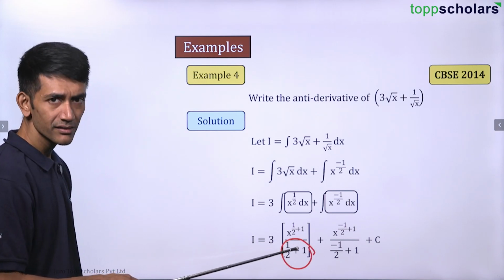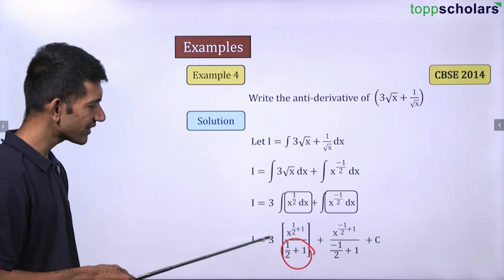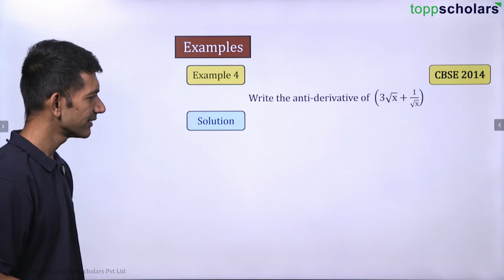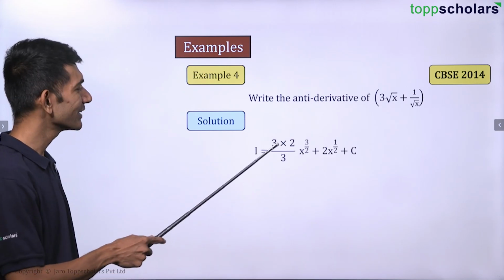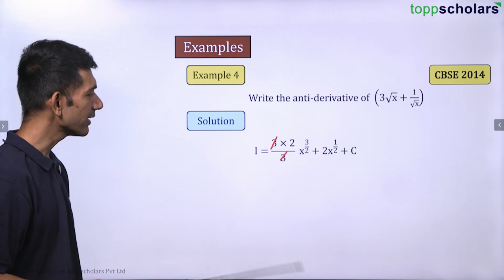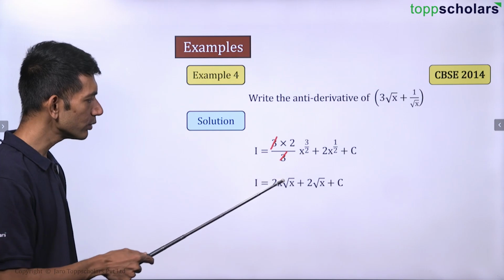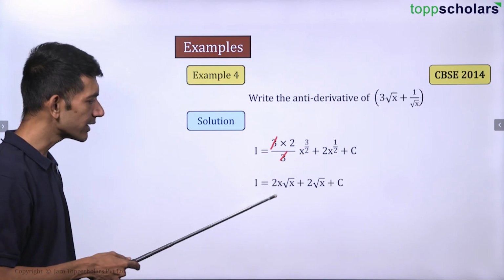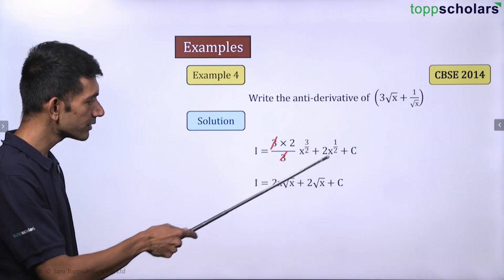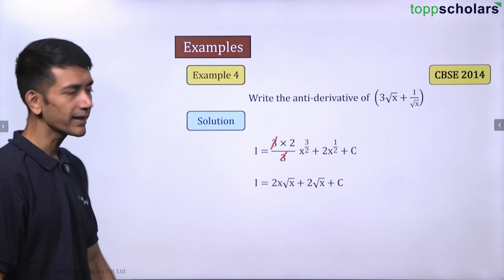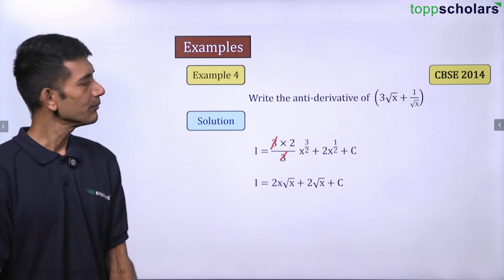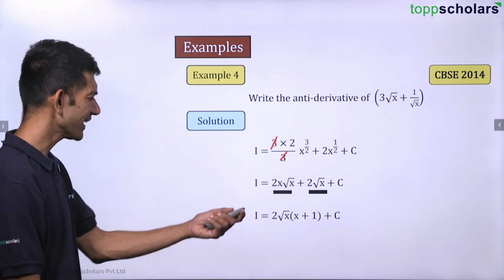2 plus 1 is 3 by 2, and then 3 will get cancelled. So basically it's just solving the fractions. I know you can do that, and then you get the final answer here. That is 2 into x raised to 3 by 2. x raised to 3 by 2 can be written as x root x, plus this can be written as 2 root x plus c. So this is your final answer, right? Simple. Let's continue. You can take that common if you want.